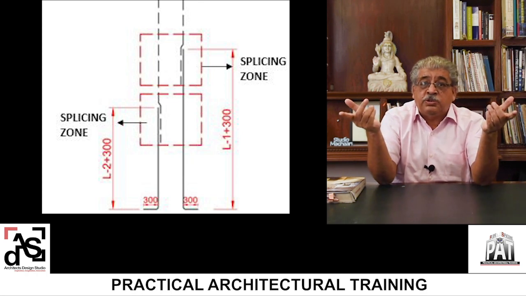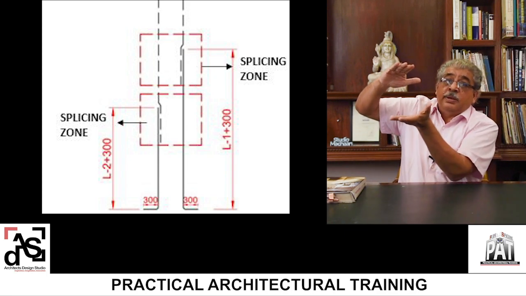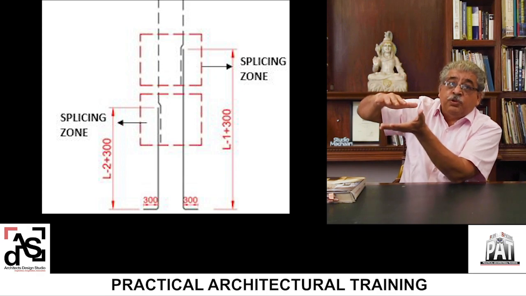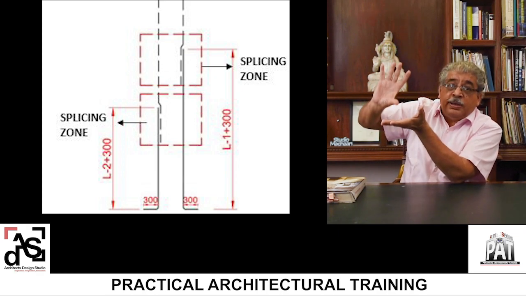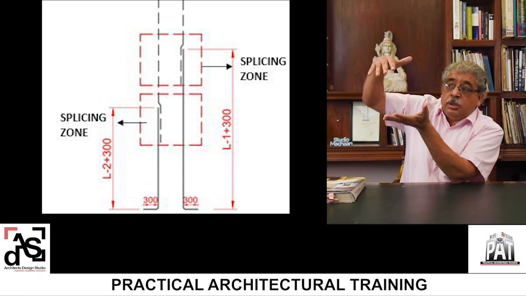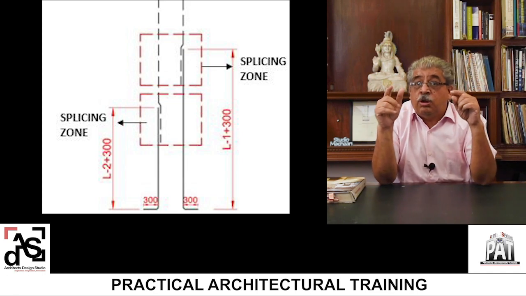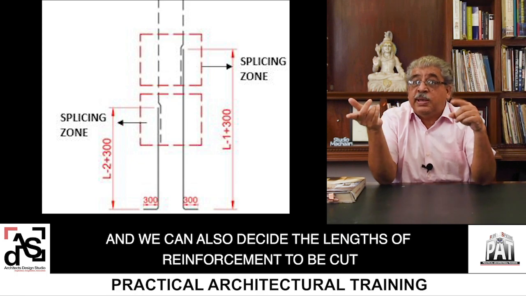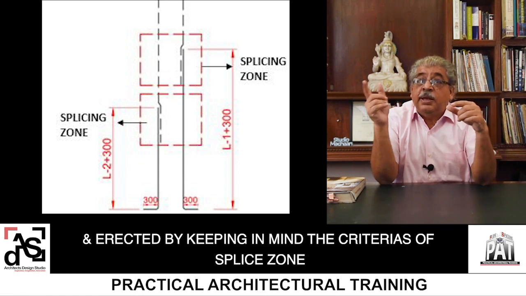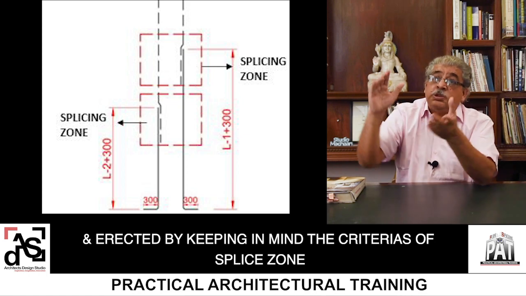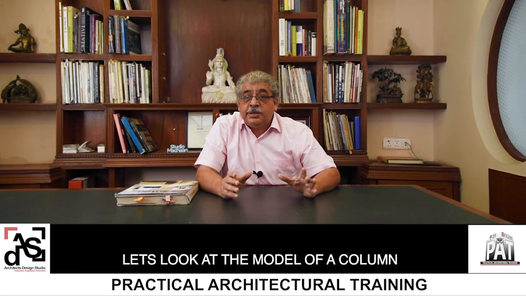So let me put it this way, that we can choose to stagger the reinforcement so that we can maintain the overlap within the splice zone. So we can also decide the lengths of the reinforcement now to be cut and erected by keeping in mind the criteria of the splice zone. Let's look at the model of the column.